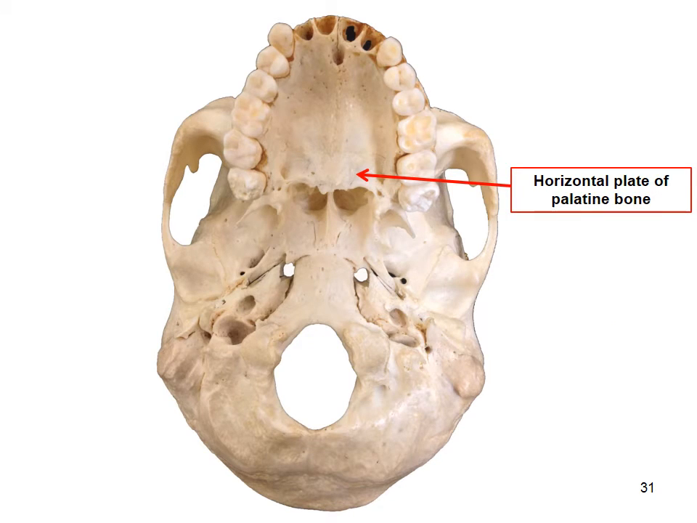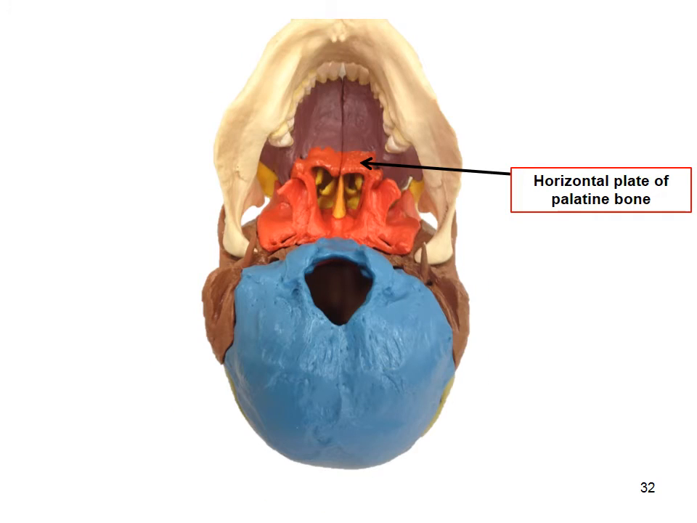Again, on the inferior view we see the horizontal plate, and then the rest of the palatine bone would project superiorly. And just another quick view on the colored skull just to make it very apparent for you. This whole area here is going to be the horizontal plate of the palatine bone, which forms the posterior 1/3 of the hard palate.